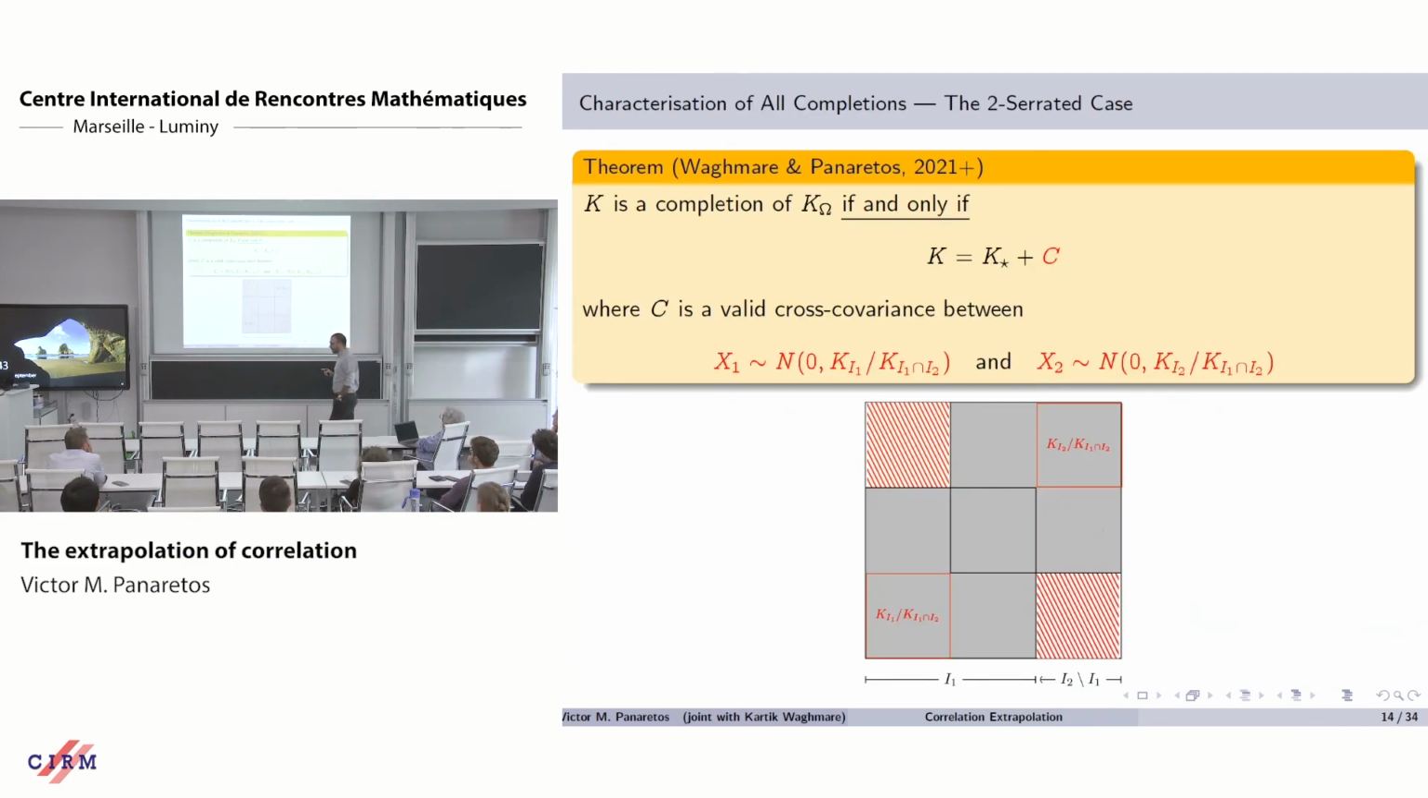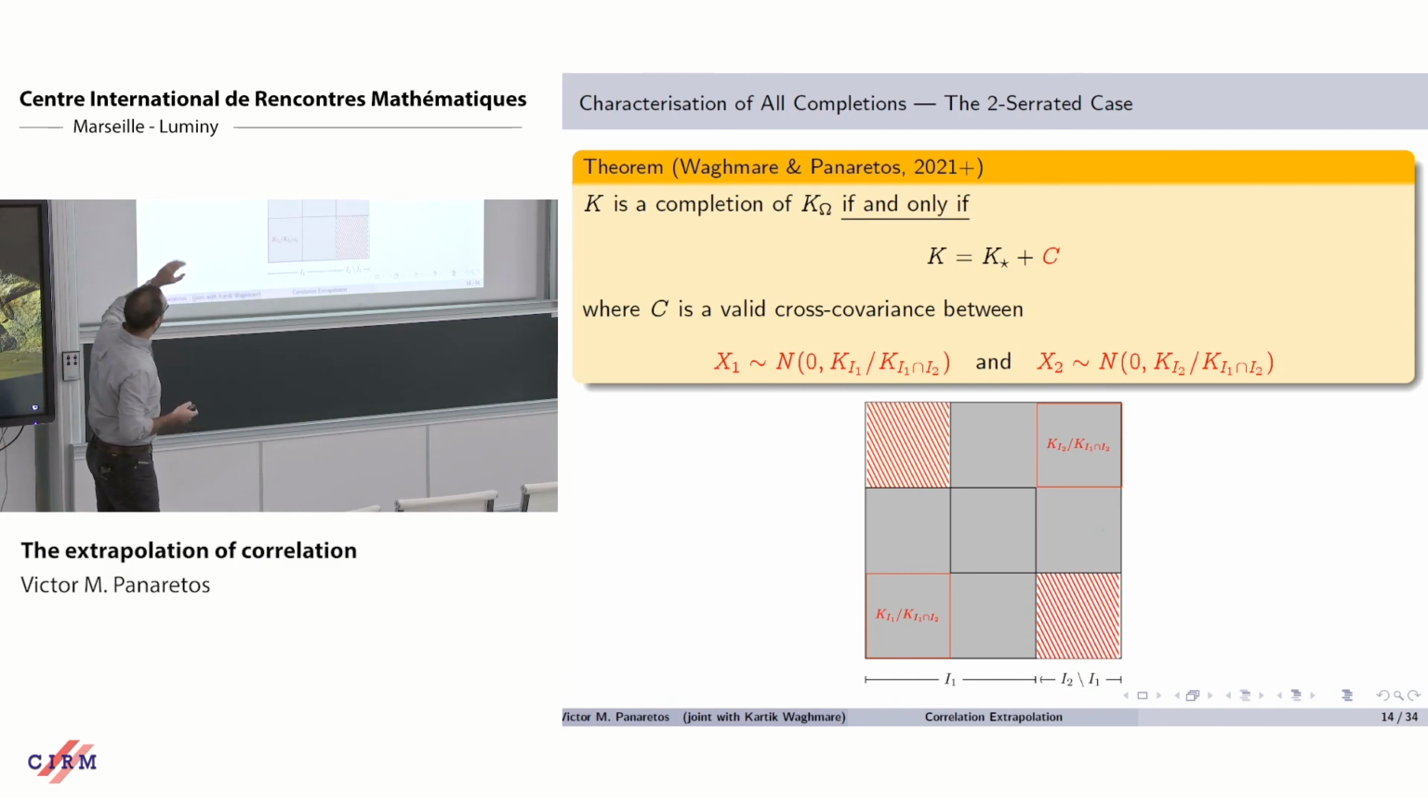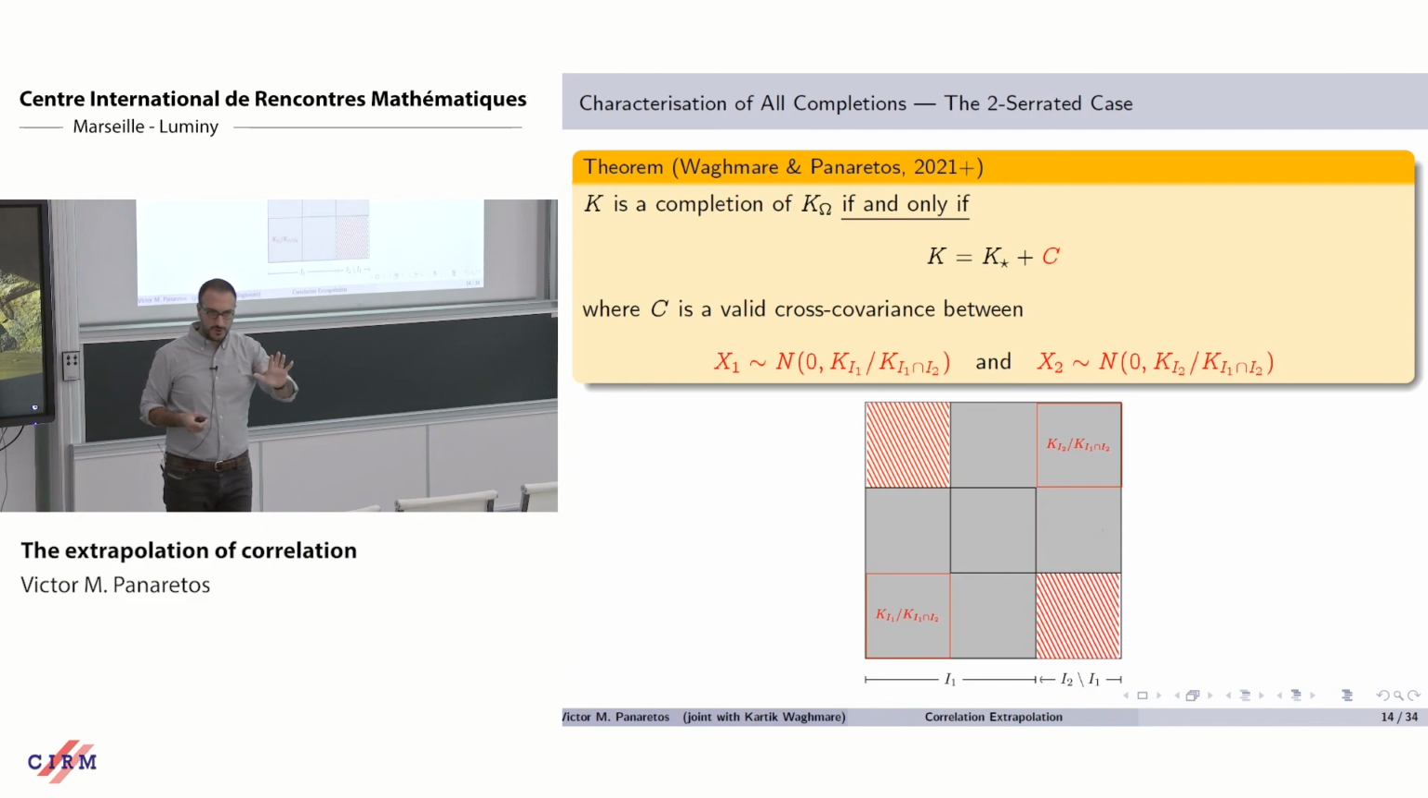So that says something about the canonical completion. What can we say about the set of completions as a whole? It turns out that the canonical completion is also elemental in describing this set, in that you can construct any other valid completion by pivoting on the canonical completion. In particular, you can prove in the two-serrated case, of course, this is a simple statement, we'll go to the m-serrated case very soon, that K is a completion of K omega if and only if it can be written as the canonical completion K star plus a valid cross-covariance operator.